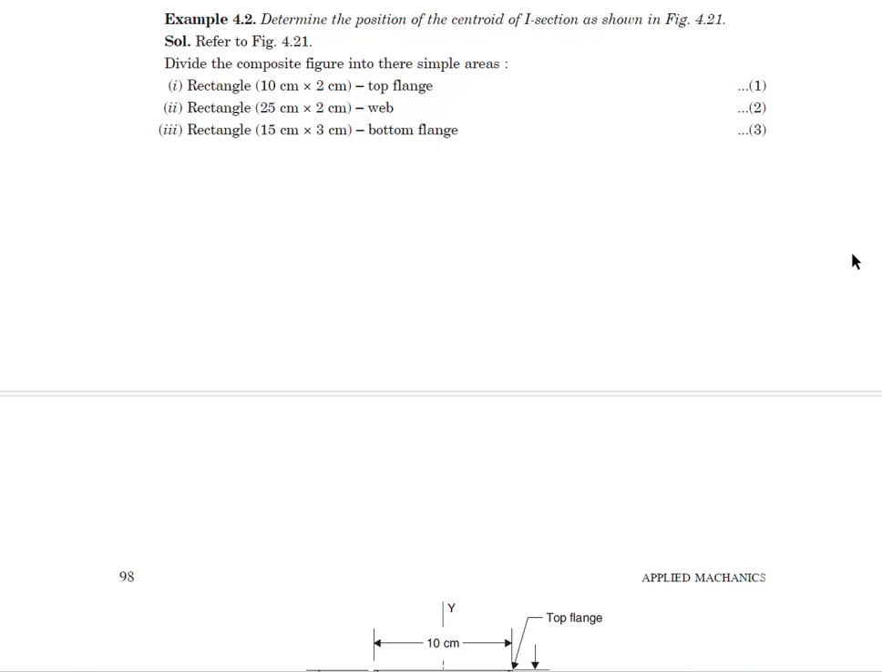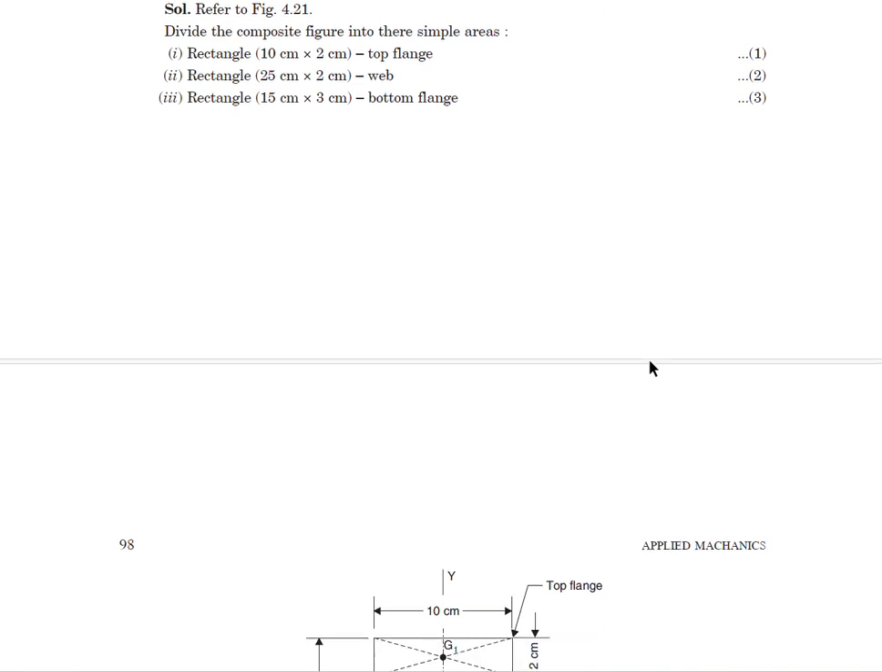Okay, now let us come to the next discussion on example 4.2, which states: determine the position of the centroid of the I section as shown in the figure 4.21. Okay, so divide the composite figure into three simple areas. Rectangle is, let us see the figure first.